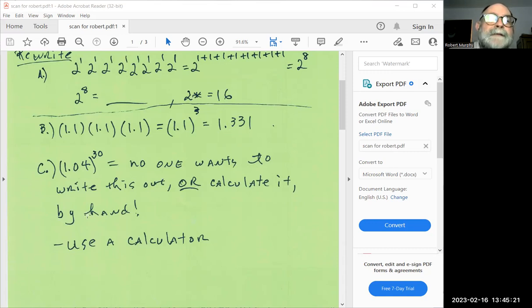And then look at this next one, 1.04 to the 30th power. I didn't do this in the last video. Let's say you got 4% interest on some amount of money, like I used $100 in my Derive example. Well, we all know life doesn't come in $100 packages. What if you got 4% interest on some amount of money for 30 years, right? Nobody wants to write this out by hand. No one wants to calculate it by hand. We're going to use a calculator.